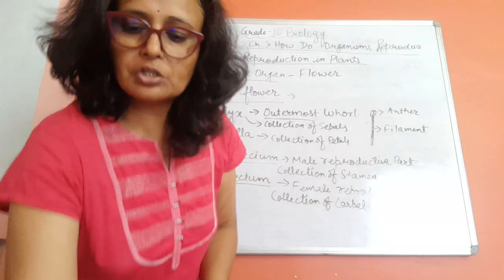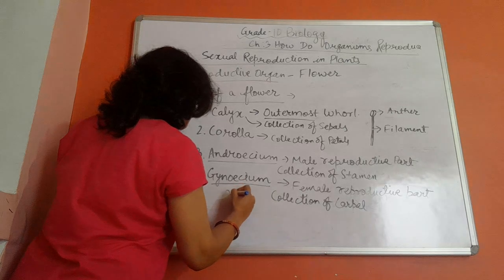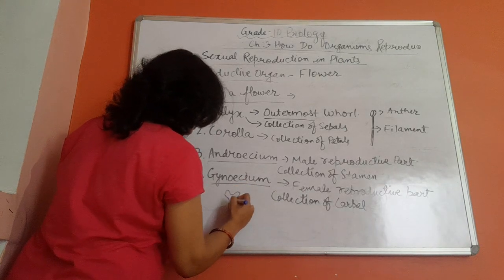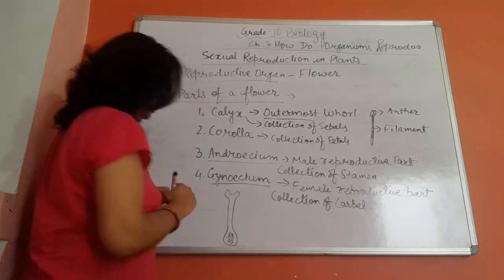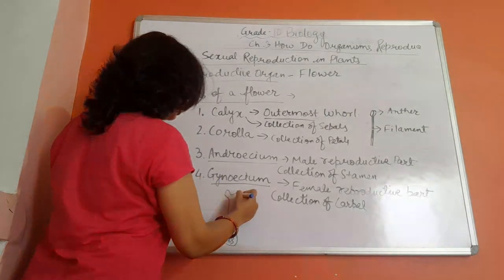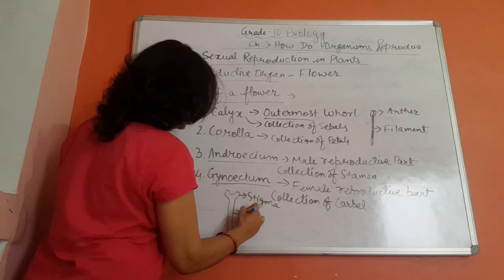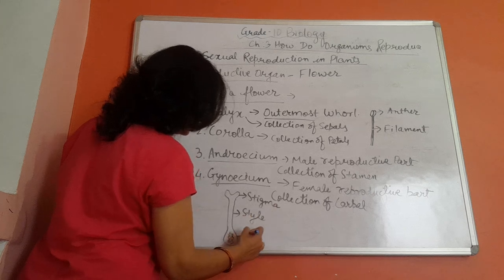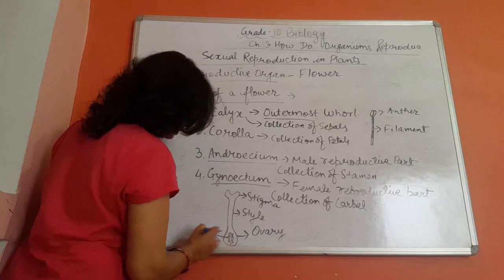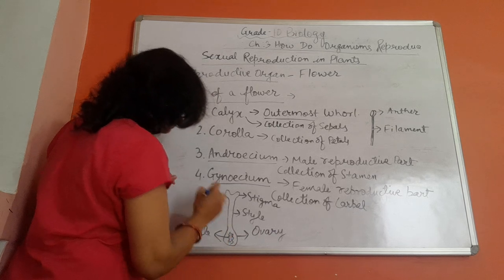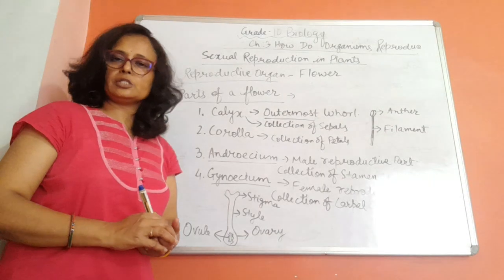If you see the structure of gynoecium, it is like this. Okay, so the top part is called stigma, the middle tube-like structure is called style, and the lower swollen part is called ovary, and inside the ovary the granular part is called ovule. Okay, and inside ovule embryo is found.